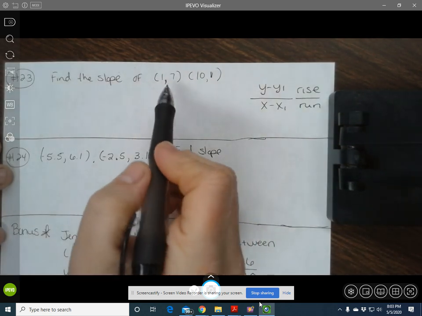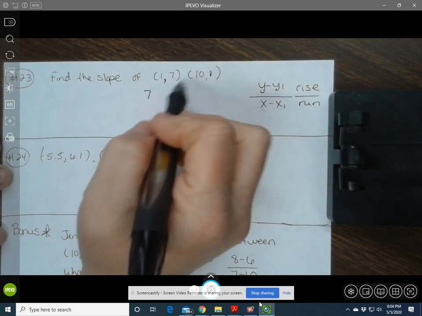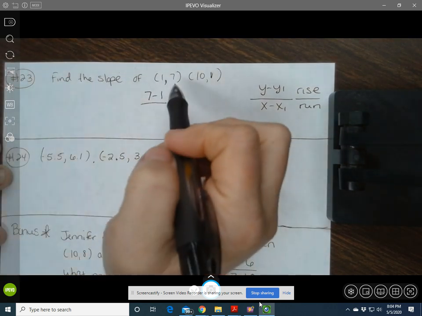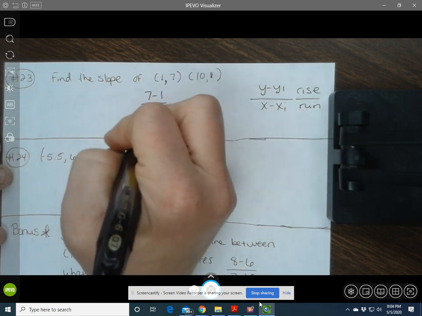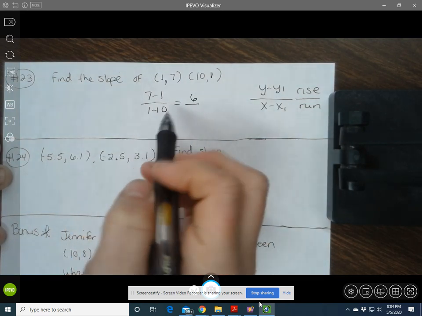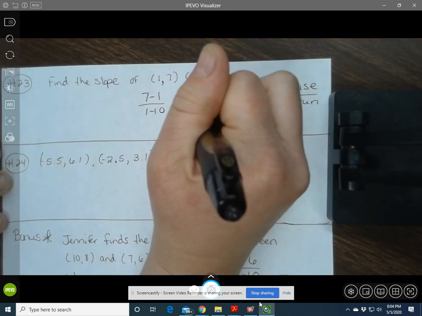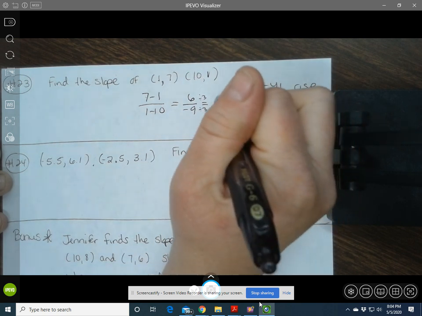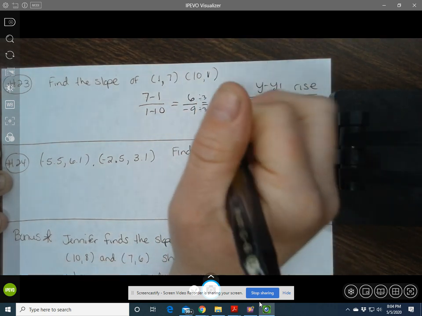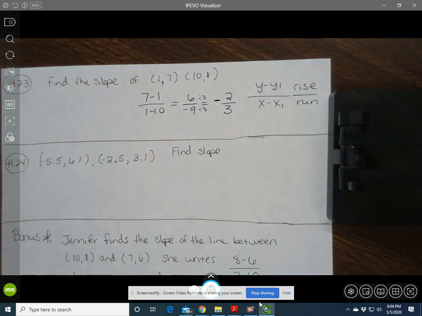So you're going to take 7, because it says find the slope of 1, 7, and 10, 1. So you're going to say 7 minus 1 over 1 minus 10. And then 7 minus 1 is 6. 1 minus 10 is a negative 9. But you need to reduce that. So if you divide those both by 3, that means that's going to be negative because a positive and a negative make negative. 6 divided by 3 is 2, and 9 divided by 3 is 3. So that means your slope is negative 2 over 3, which is option B.